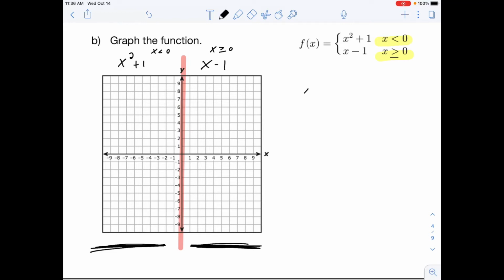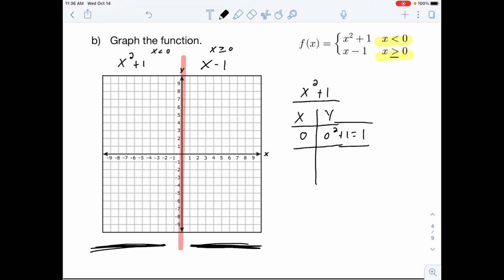So let's start with the x squared plus 1. If we're starting at 0, but we can't include 0, I'm going to evaluate this at 0. So if I plug in 0, I get 0 squared plus 1 is equal to, excuse me, let me erase that. It's not 0, it is 1.